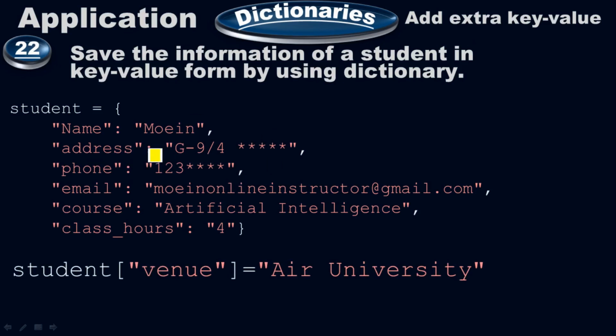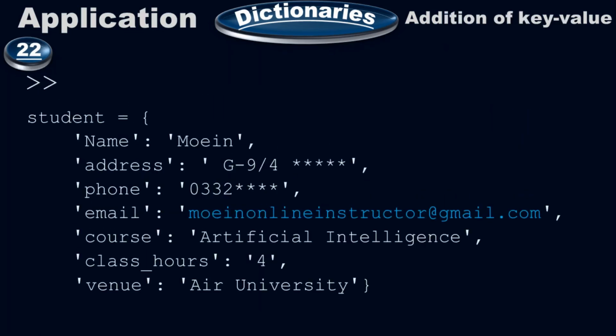Look, I have 6 key value pairs: 1, 2, 3, 4, 5, 6. I want to add a 7th key value pair. I want to add another extra key value pair. So to do so, I'm going to write student of venue inside the square brackets and then equals to Air University inside the quotes. Now when you take the print of student, it will return this output here.